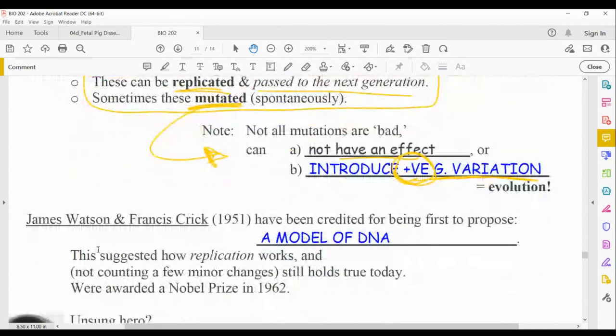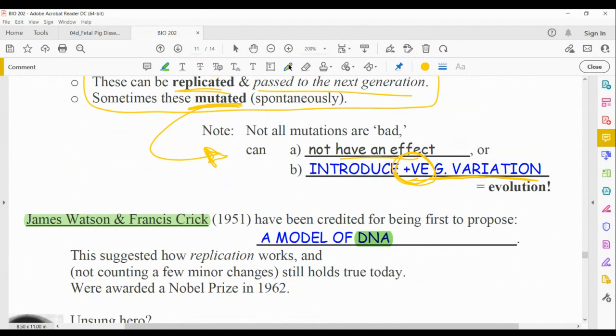We have talked a little bit in the class about James Watson and Francis Crick, and they are usually the people that you end up seeing in textbooks when we're talking about DNA. That is because they were the first ones to propose the model for the structure of DNA.